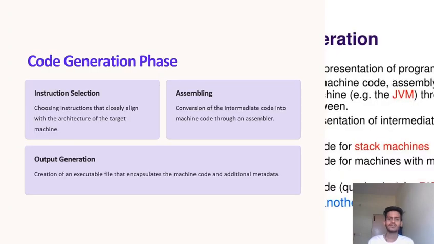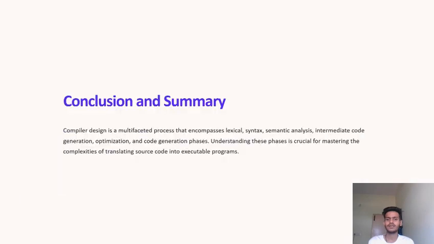Code generation phases. We have code generation phases in Compiler Design. In this we have three types: instruction selection, assembling, output generation. First we will see instruction selection, choosing instructions that closely align with the architecture of a target machine. Now assembling, conversion of intermediate code into machine code through an assembler. Output generation, creation of an executable file containing the machine code and additional metadata. Let's move to the next slide.